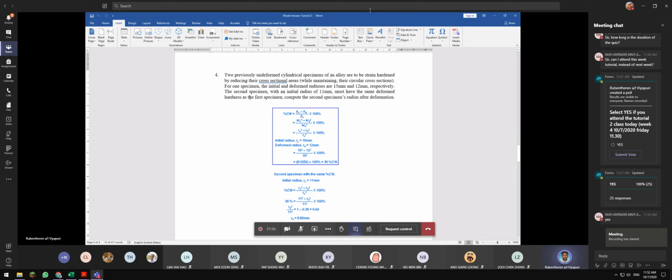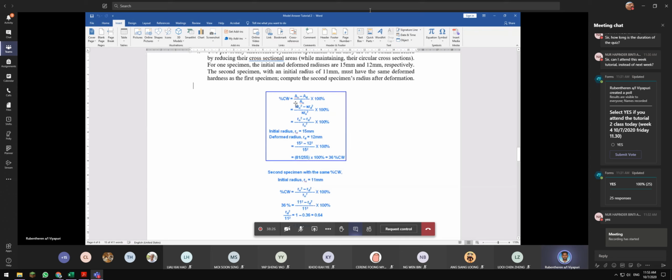So over here, two previously undeformed cylindrical specimens of an alloy. For one specimen, the initial and deformed radii are 15 and 12. The second specimen, initial radius is 11. What is the final deformed radius? Okay, it has the same deformed hardness. So same deformed hardness means same cold working percentage.